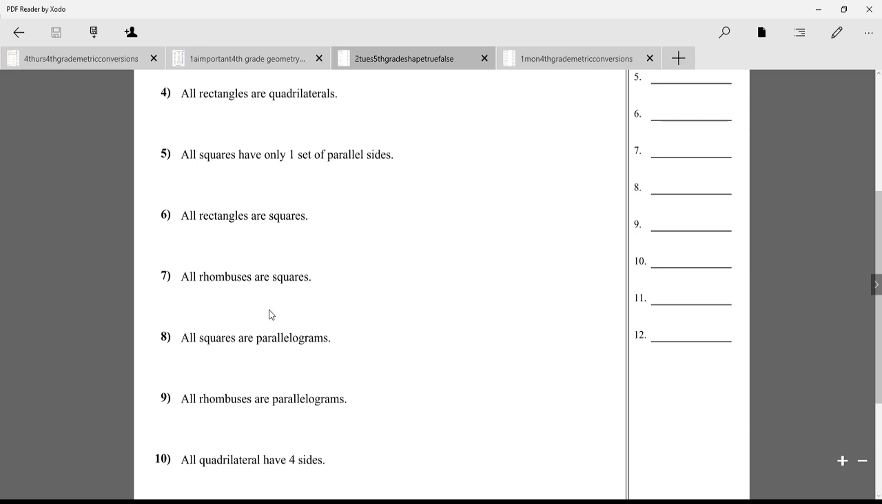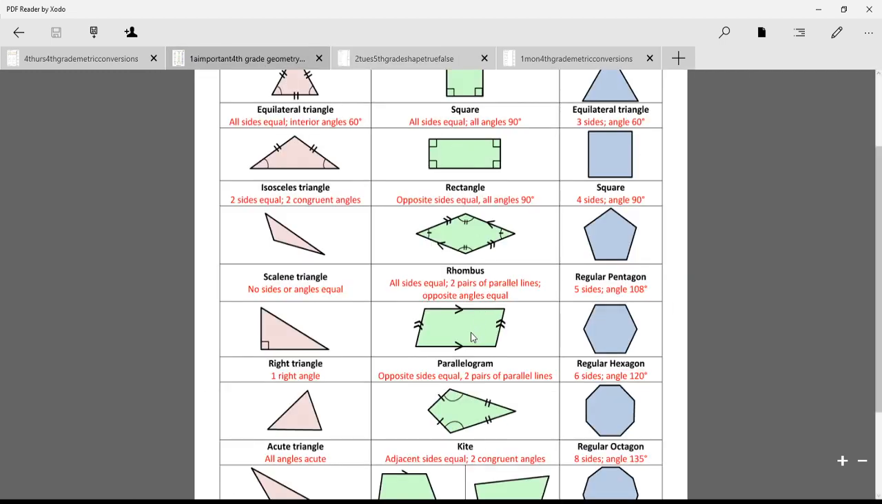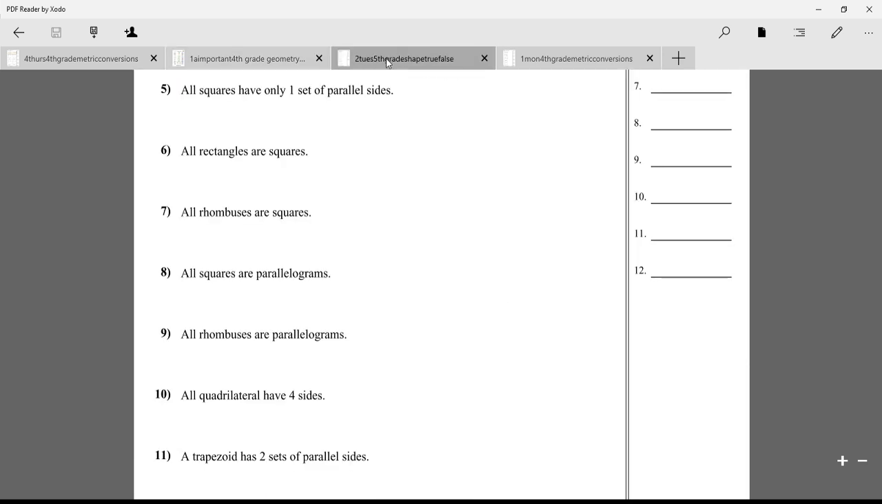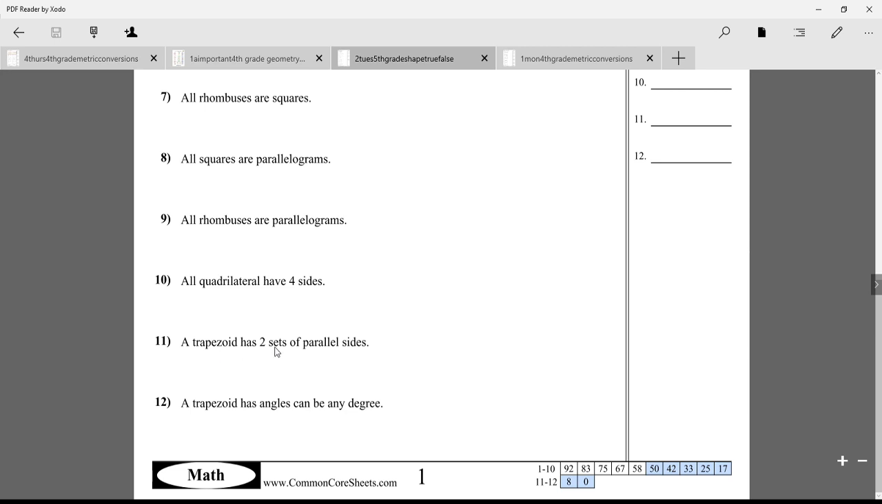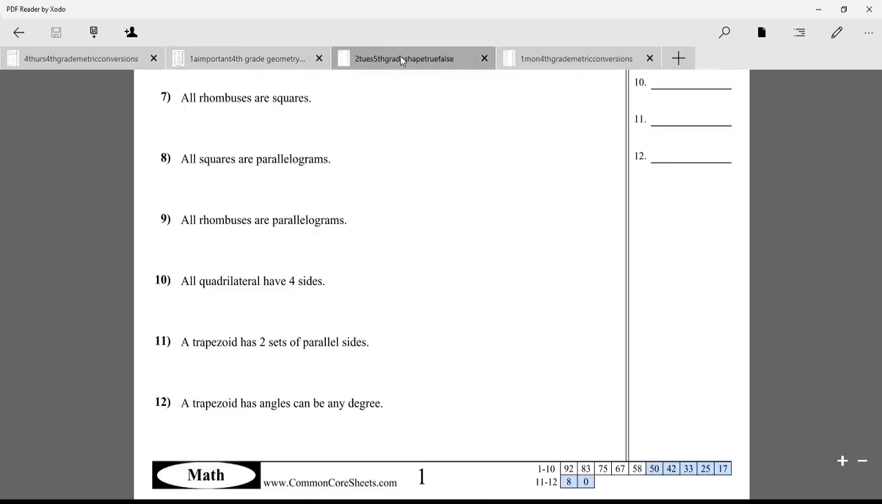All squares are parallelograms. Yes, because a parallelogram has opposite sides equal and two pairs of parallel lines. So the opposite sides are equal. All four of these are equal, and these are parallel lines. All quadrilaterals have four sides. Of course, a quadrilateral has to have four sides. A trapezoid has two sets of parallel sides. That is incorrect. It only has one pair of parallel sides.